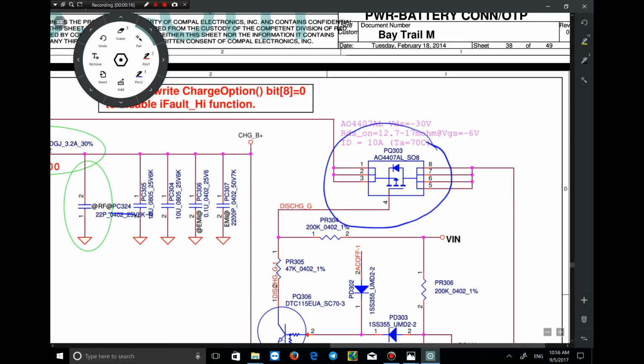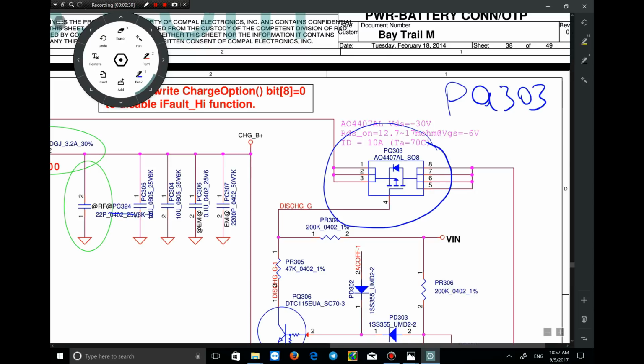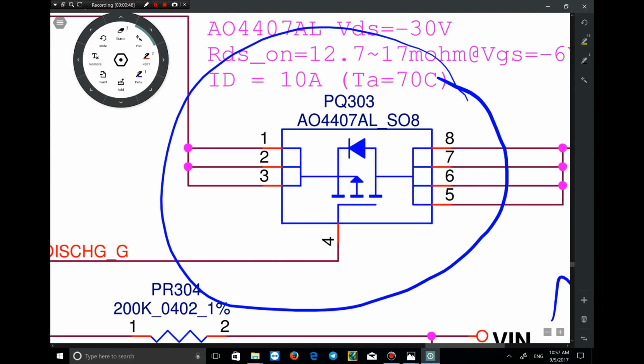PQ303. It's a MOSFET transistor. One thing about MOSFETs is that you should pay attention to the arrow. If the arrow is pointing in, it is an N channel. But if the arrow is pointing out, it is a P channel. And as you see, the arrow is pointing out in here, so PQ303 is a P channel MOSFET.